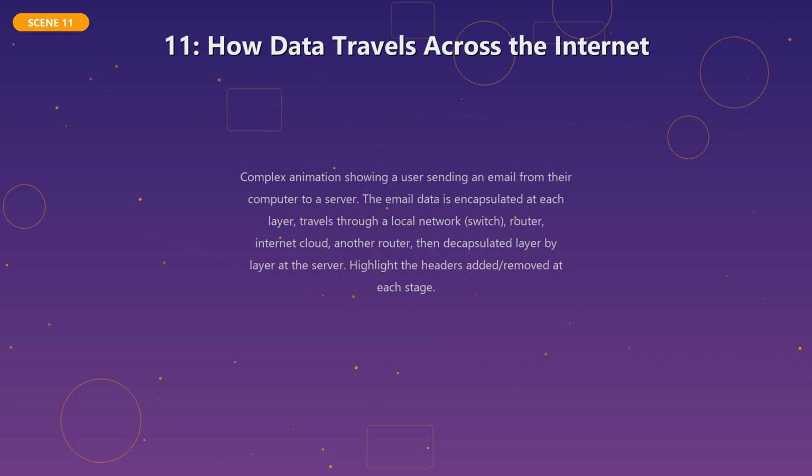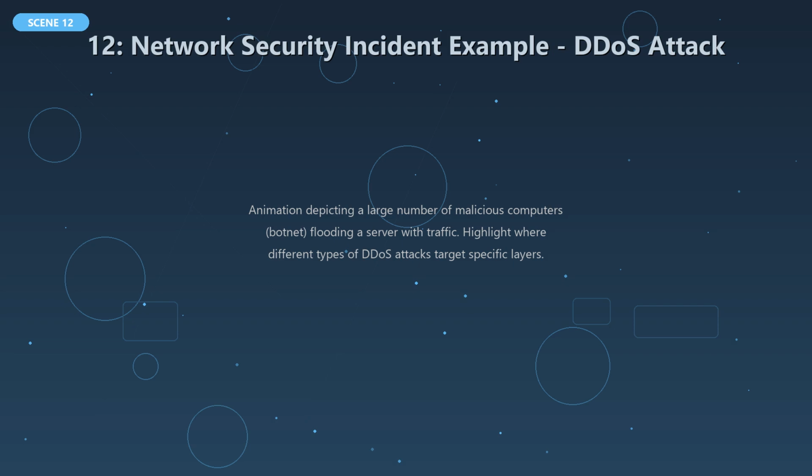Understanding this full flow, the encapsulation and decapsulation at each layer, and the role of devices like switches and routers, is absolutely critical for identifying where vulnerabilities might lie, where traffic can be intercepted, or where security controls like firewalls need to be placed. To illustrate the practical importance of understanding these layers, let's consider a common network security incident, a distributed denial of service, or DDoS, attack.